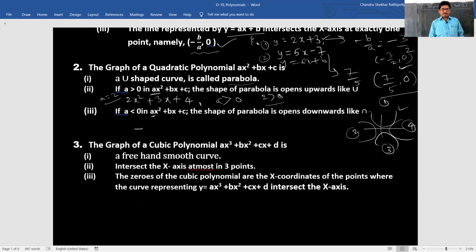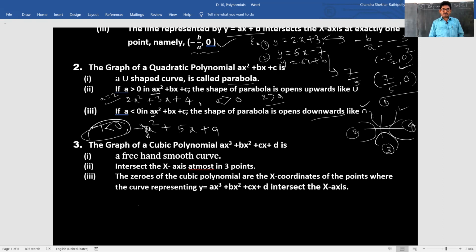Next, the second one, minus x square plus 5x plus 9. The coefficient of x square is minus 1. So that's why it is downwards. Minus 1 is less than 0. That's why this is downward, like this.